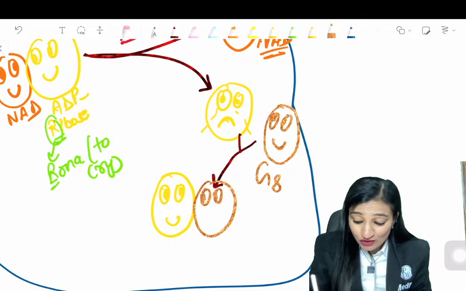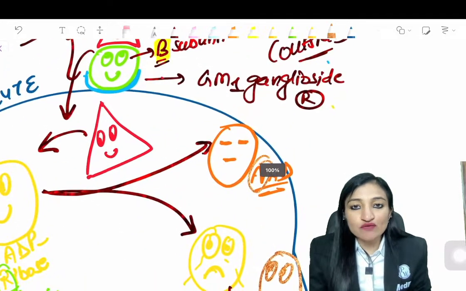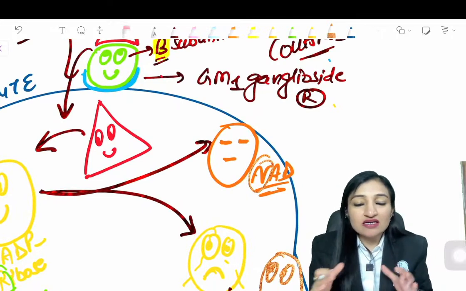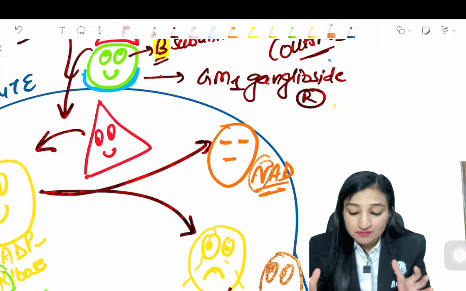Acha, one more thing I forgot to tell you. N for NAD, N for neglect. So let us just neglect NAD for now, because it doesn't need anyone. See, different kinds of people have got different kinds of emotions. Not everybody is going to deal with the situation in the same way.